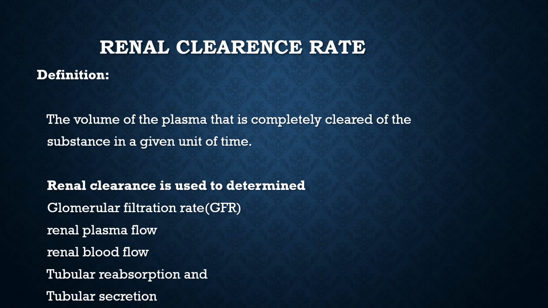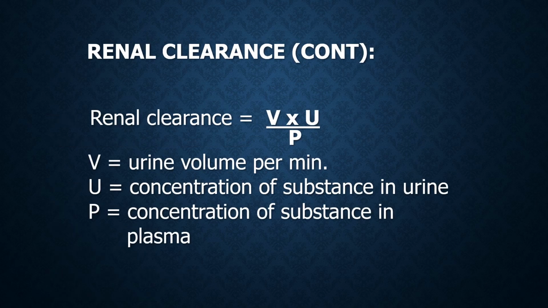Renal clearance is the volume of plasma that is completely cleared of a substance per unit time. Renal clearance can be used to determine the GFR, renal plasma flow, renal blood flow, and net tubular reabsorption and secretion. Mathematically, renal clearance is calculated as urine flow rate times the concentration of the substance in urine, divided by the concentration of the substance in plasma.